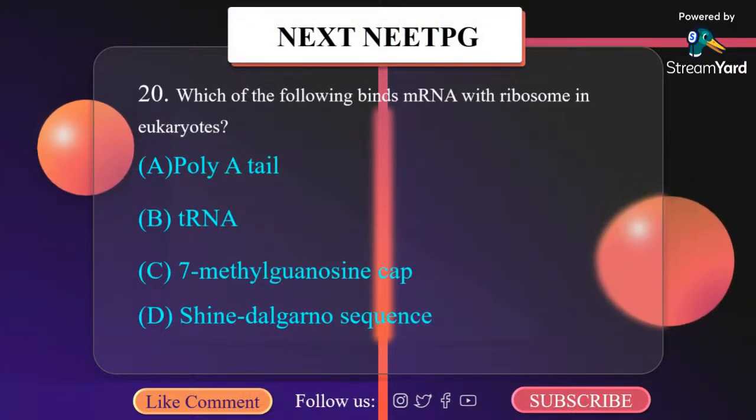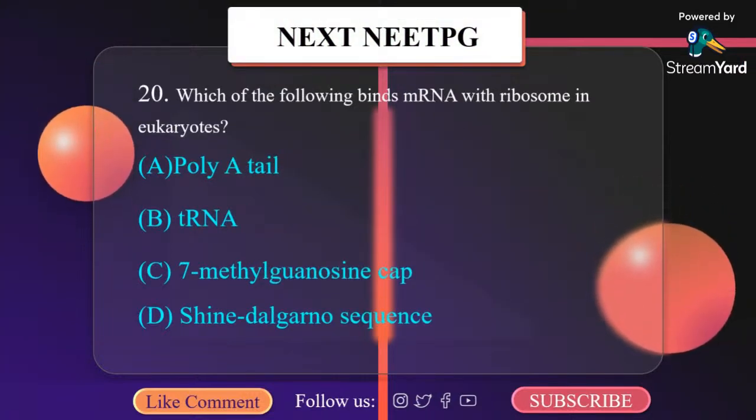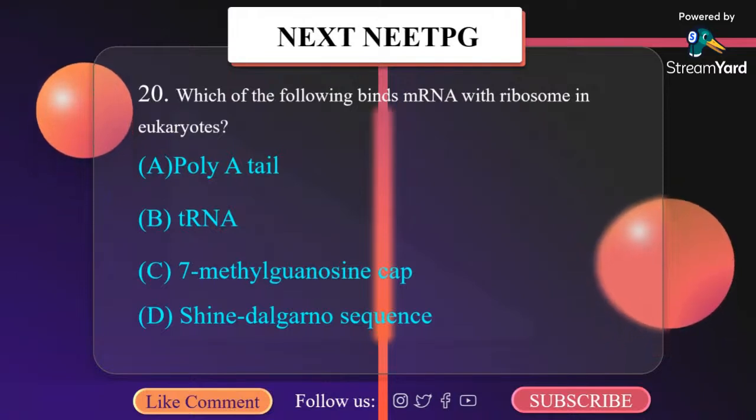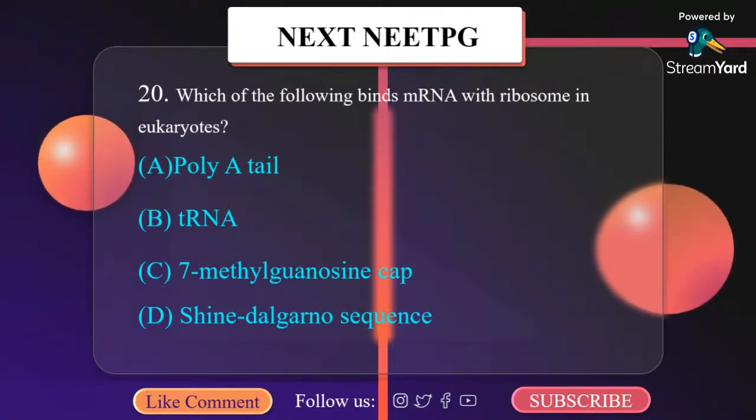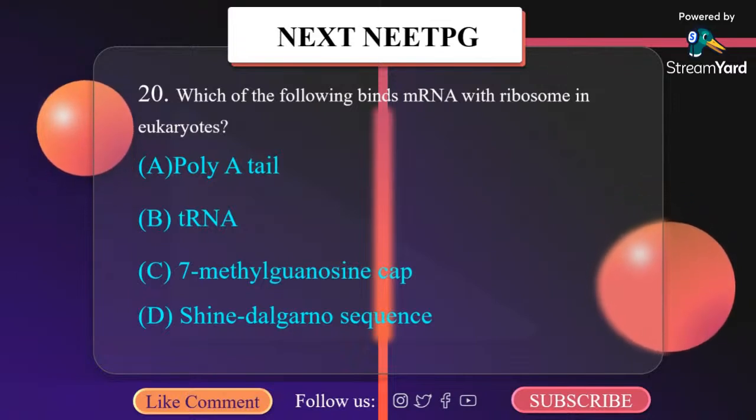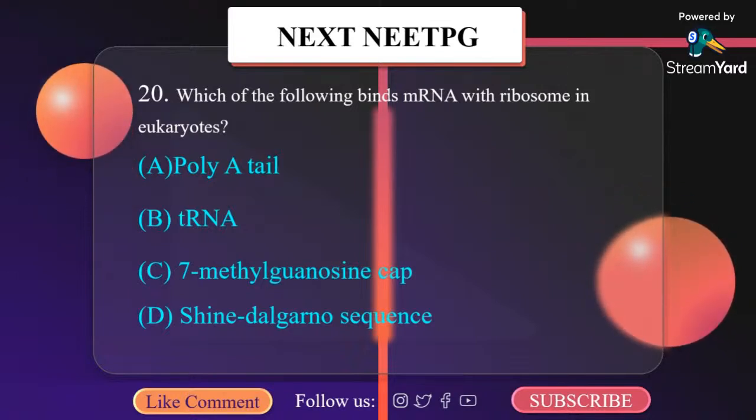Which of the following binds mRNA with the ribosome in eukaryotes? A. Poly-A tail. B. tRNA. C. 7-methyl guanosine cap. D. Shine-Dalgarno sequence. It is the 7-methyl guanosine cap.